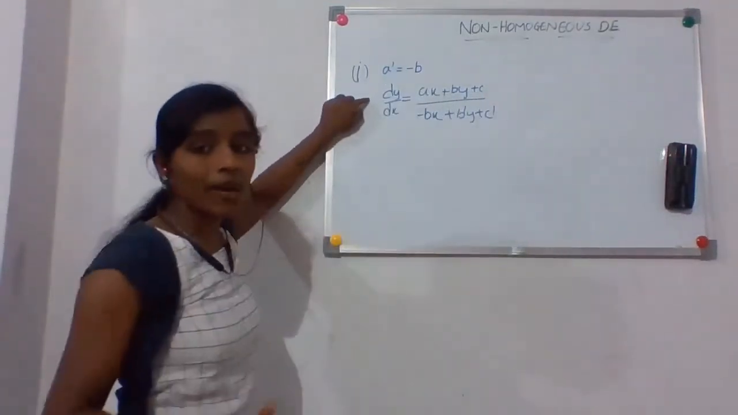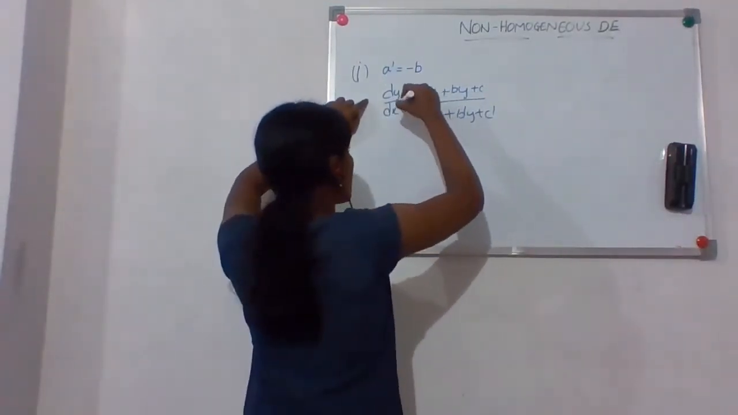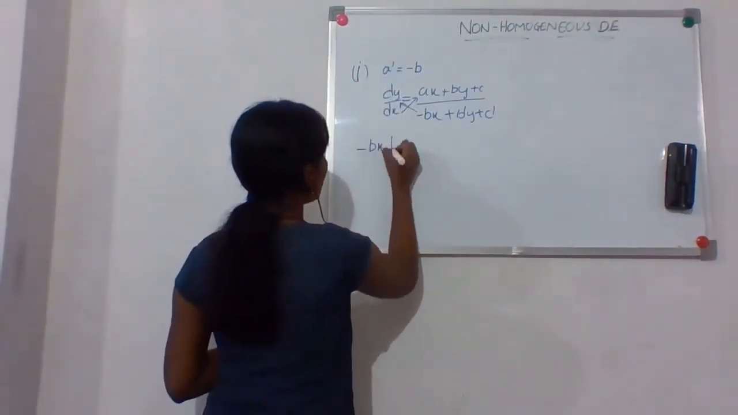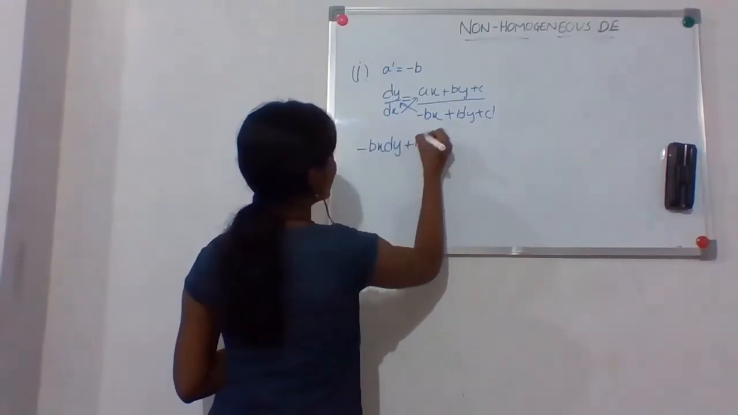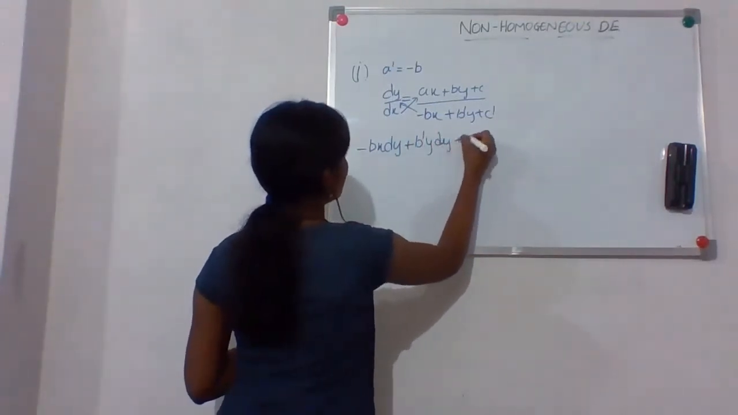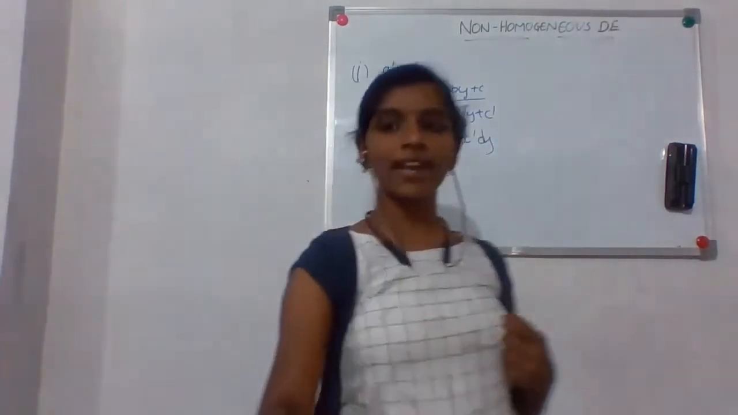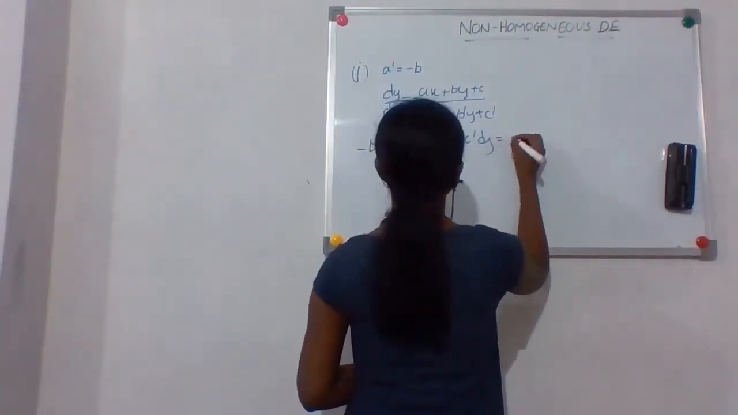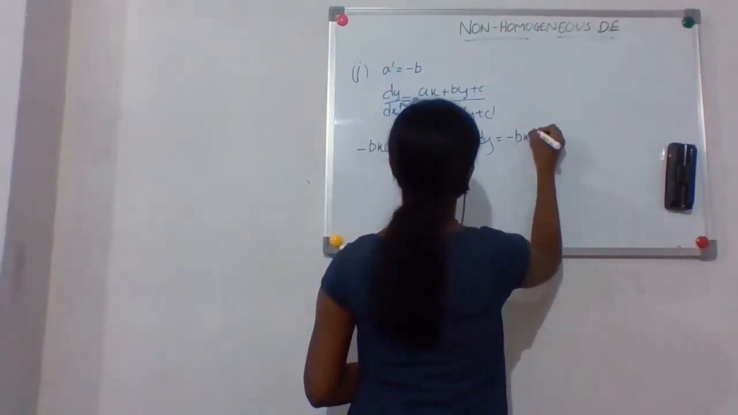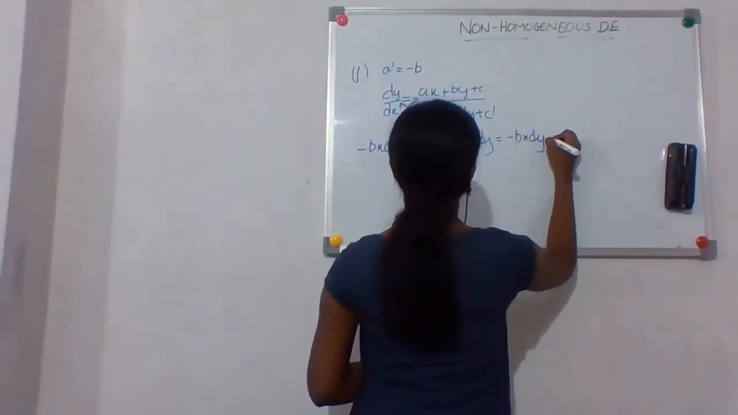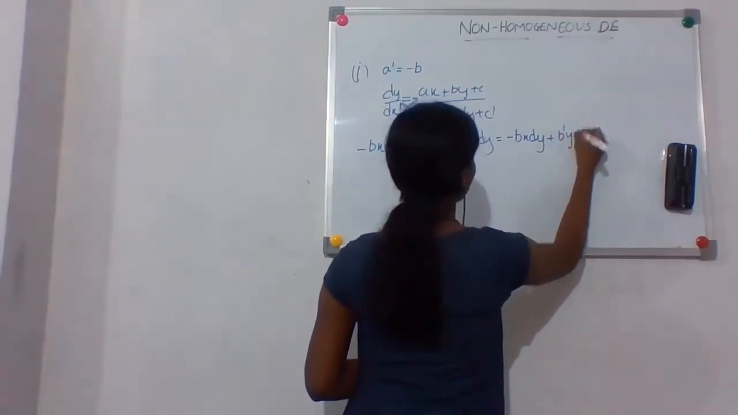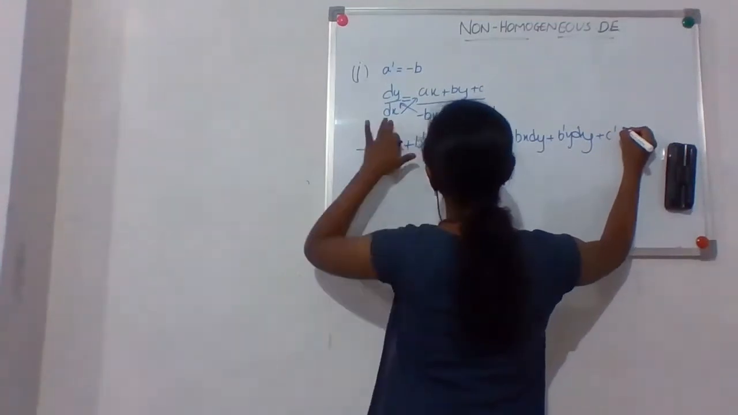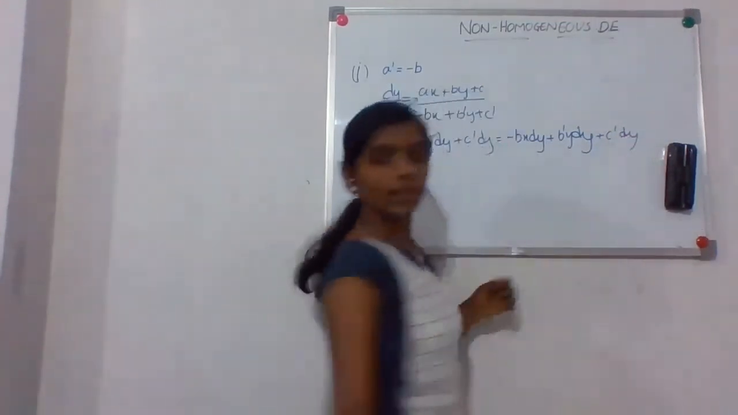Okay. Then how are you going to solve? You are just going to cross multiply both of them. Then you get minus bx dy plus b dash y dy plus c dash dy. Understand that? So now this is equals to minus bx dy and plus b dash y dy plus c dash dy. That is it.